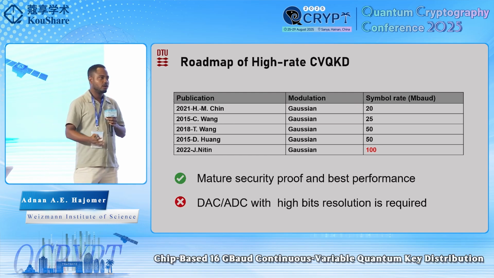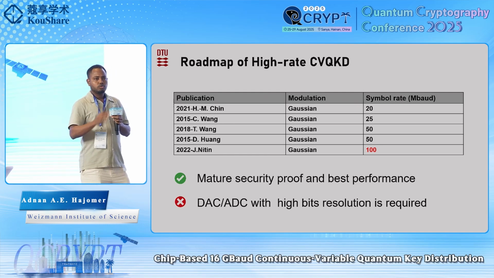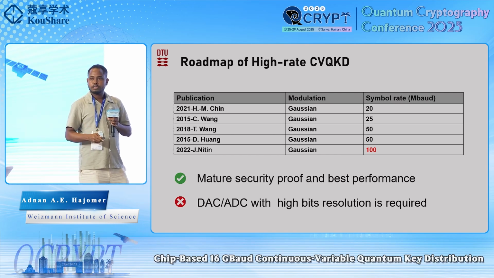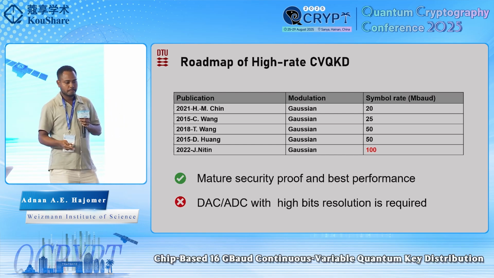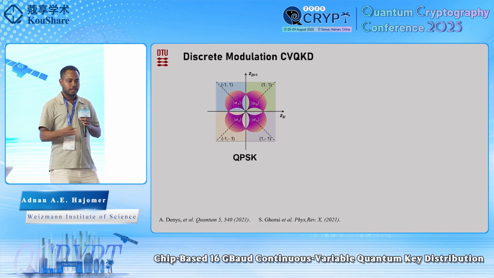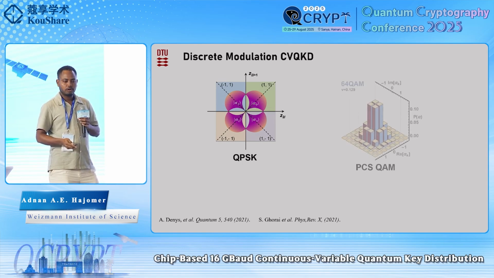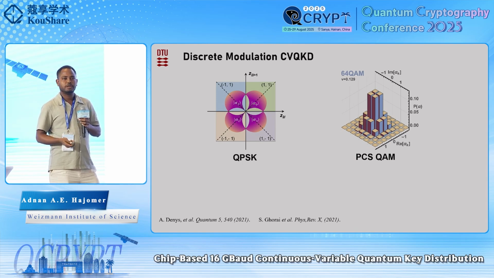The reason for that is that in order to approximate the true continuous Gaussian distribution, it requires very high-resolution digital-to-analog converters and analog-to-digital converters, which are not available for high speed. For that reason, people shifted a little bit to use discrete modulated CVQKD, where instead of using an infinite number of states, we use a finite number of states, like in the case of a QPSK signal, or in the case of probabilistic constellation shaping quadrature amplitude modulation, which is basically a discretized Gaussian distribution.